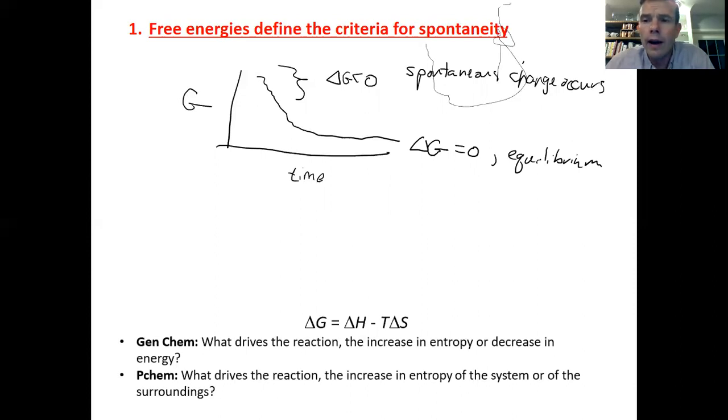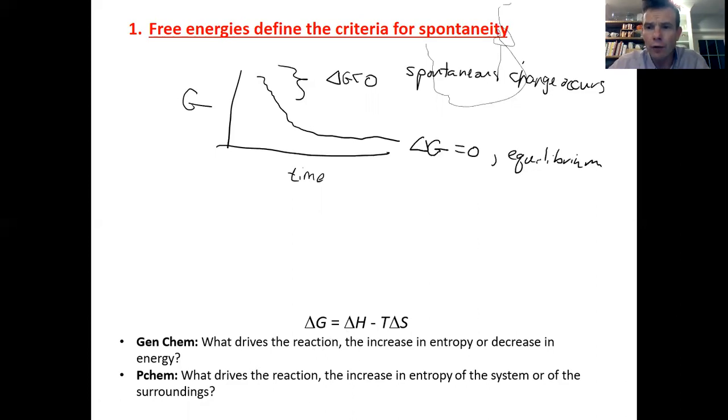There's one important difference that we need to recognize in PChem. So this is our definition of delta G. Delta G equals delta H minus T delta S. If I have increases in entropy, that will favor the forward reaction, or if I have a decrease in energy, that will favor the forward reaction. And so one question that we often ask students in general chemistry is, what drives the reaction? The increase in entropy or the decrease in energy?